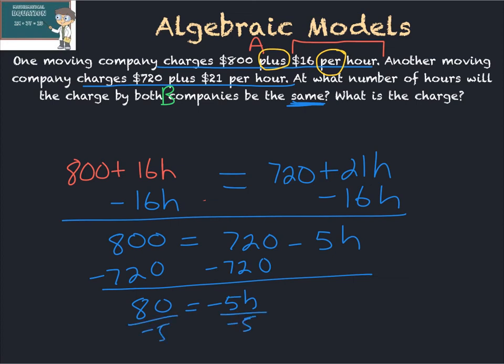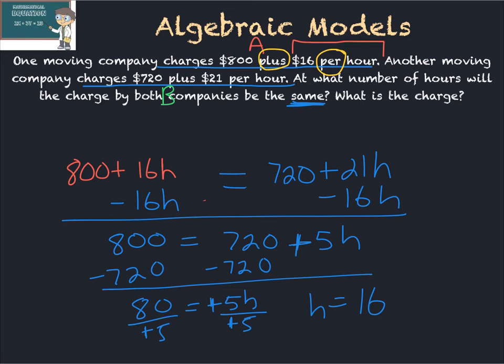So when will... I'm sorry, I messed up here. 21h minus 16h would be positive 5h. This should have been a positive 5h, right? It wouldn't make sense that we had negative hours. I am sorry about that. That's a positive 5h. It's my mistake. And then 80 divided by 5 would be 16. After 16 hours, their cost would be the same.